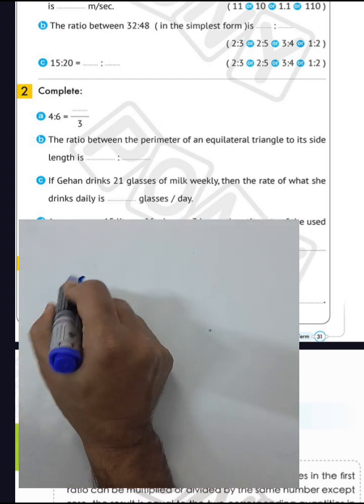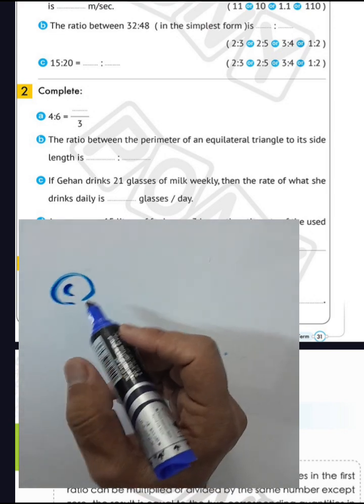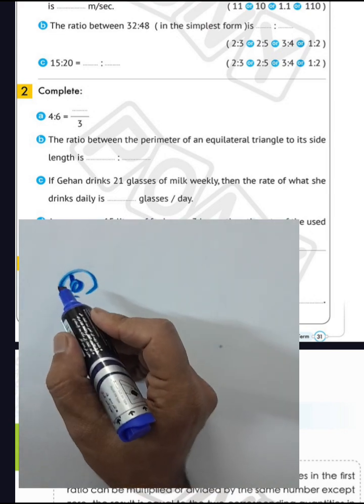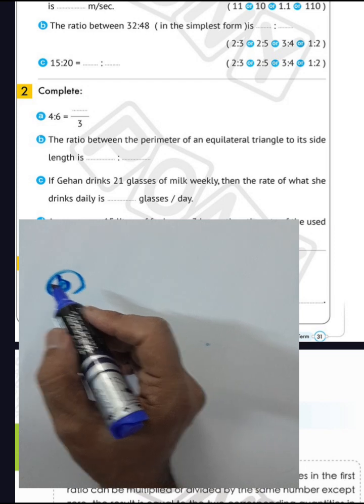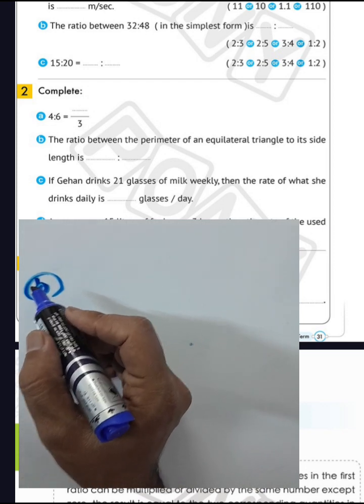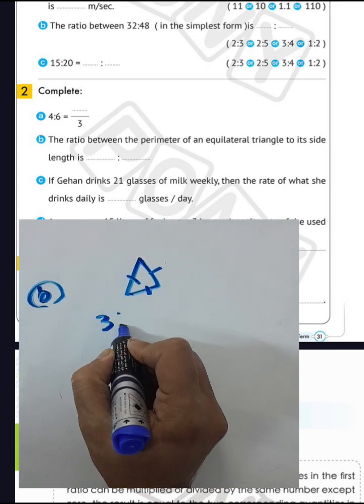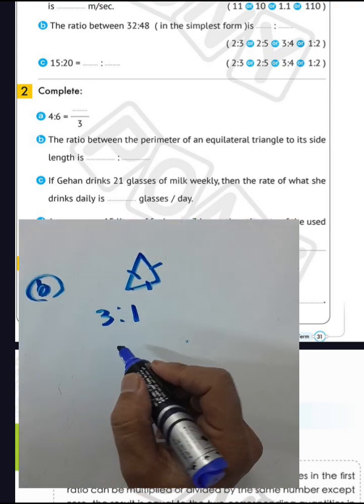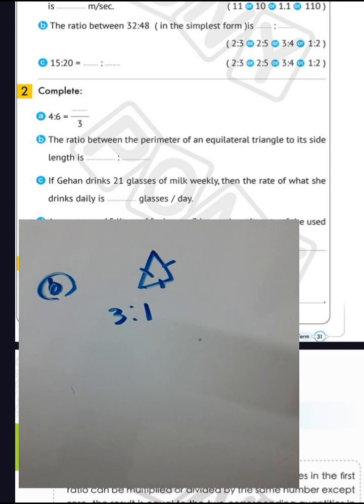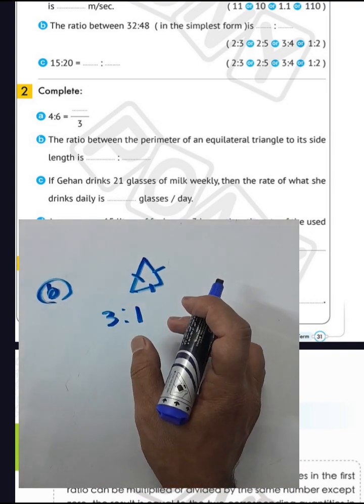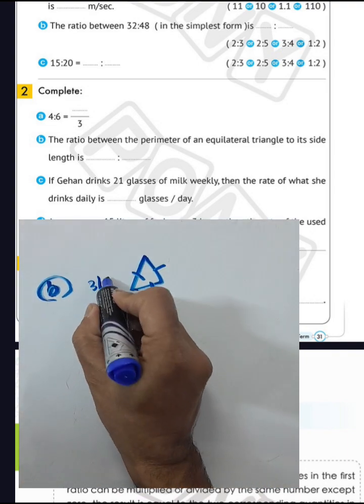Question letter B. In letter B, the ratio between the perimeter of an equilateral triangle to its side length. We have an equilateral triangle with 3 equal side lengths, so the ratio is 3 to 1. The perimeter of an equilateral triangle will be the side multiplied by 3.